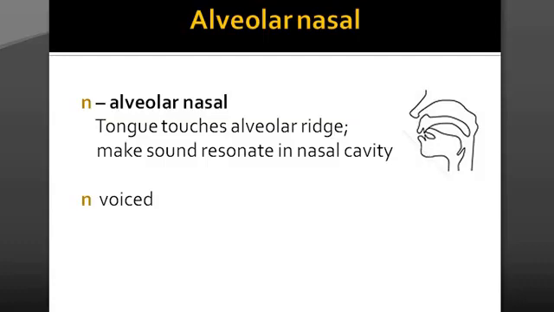Alveolar nasal. Okay, so remember nasal means nasal cavity, the open space behind your nose. We have another nasal sound. Do you remember? The M sound is a bilabial nasal. So when we say m, we close our lips. Show you the picture. We close our lips, and you can feel the sound. You can feel the vibration here, in the nasal cavity behind the nose.